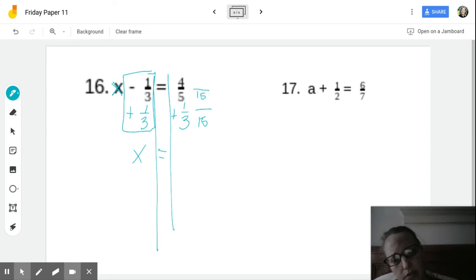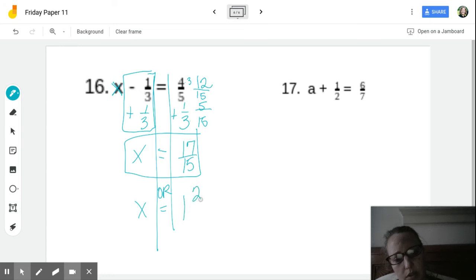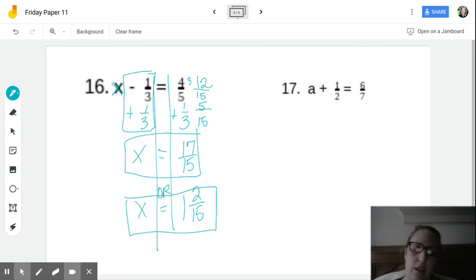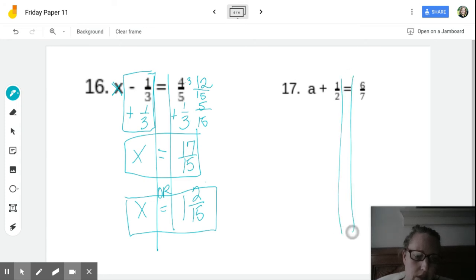3 times 5 is 15, 1 times 5 is 5, 5 times 3 is 15, 4 times 3 is 12. Let's go ahead and add those. 17 over 15. Okay, so this could be my answer, or I could say x is also equal to 15 goes into 17 one time with 2 left over out of 15. So I could express it as a mixed number or improper. Either is fine.